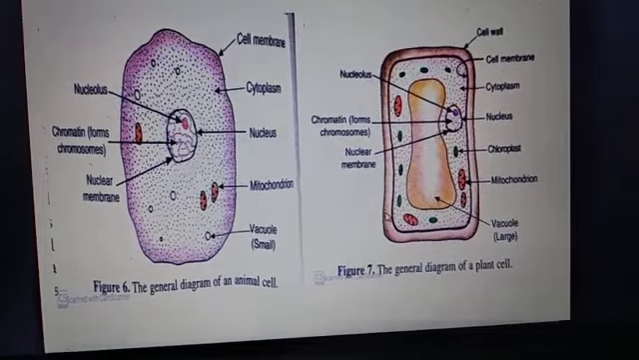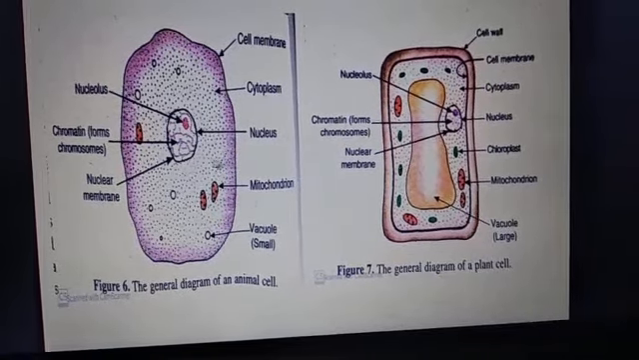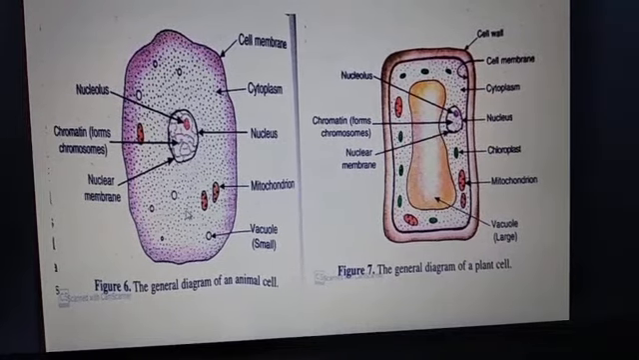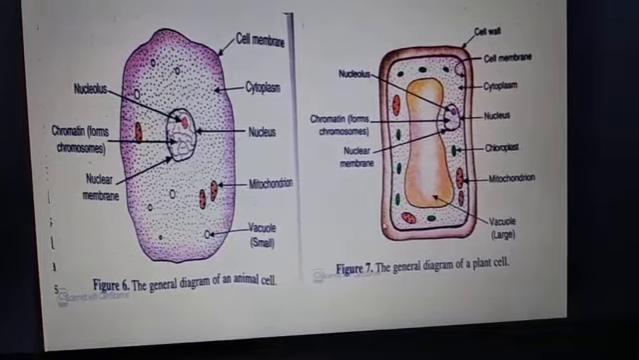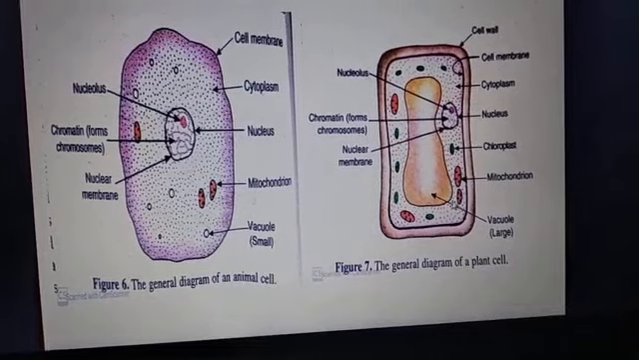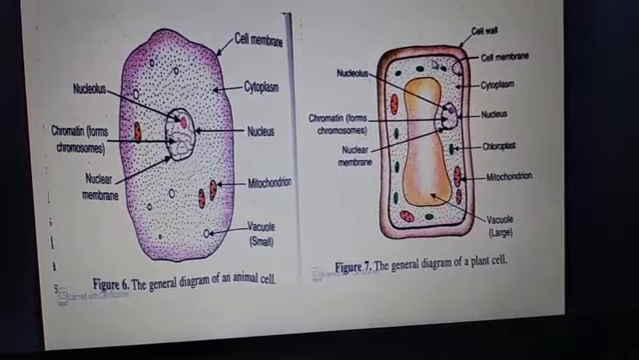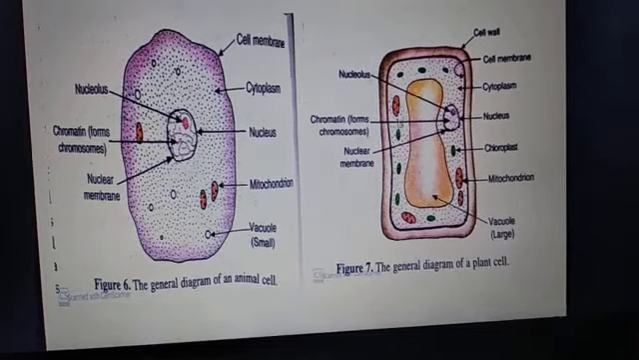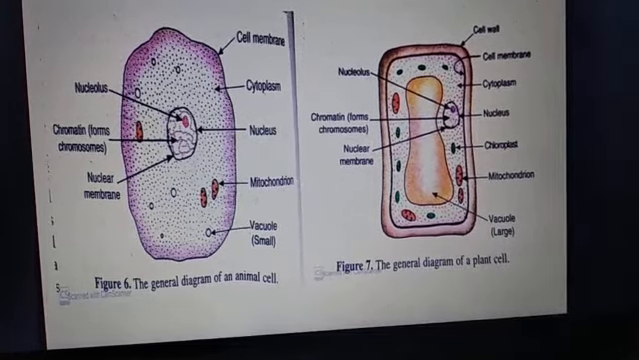Next part is the cytoplasm. The cytoplasm is made up of carbohydrates, proteins, fats, minerals, vitamins, and water. All these components work together to perform the cell activities.